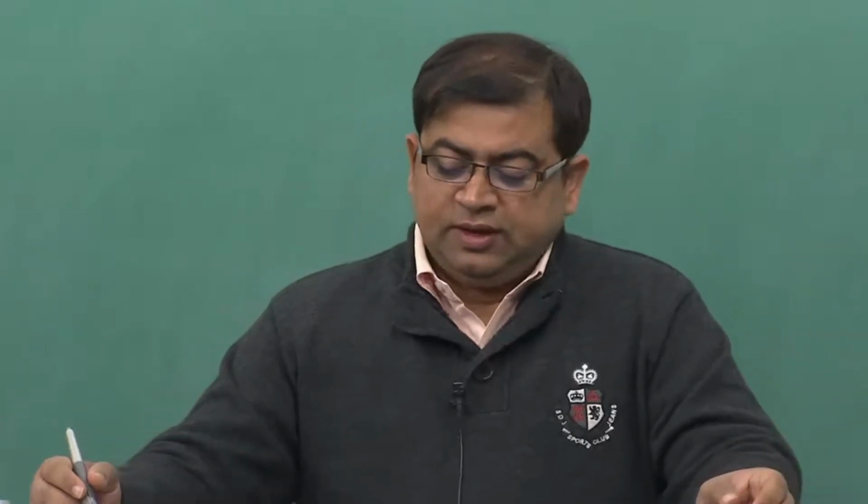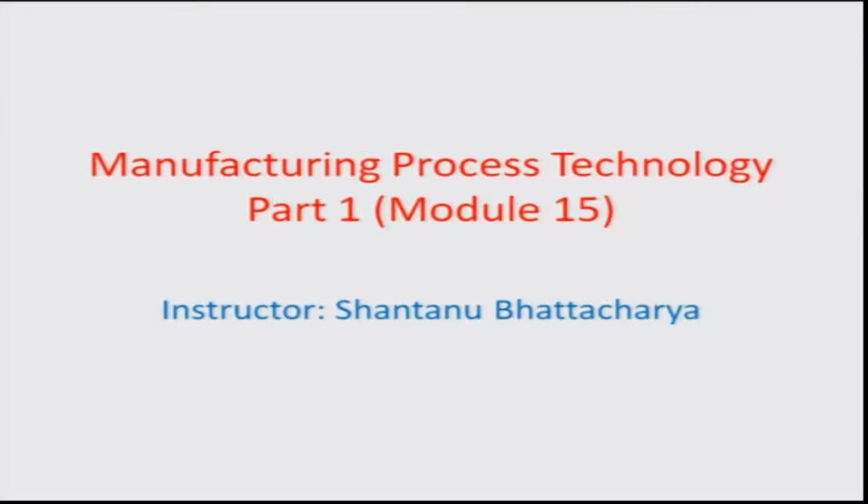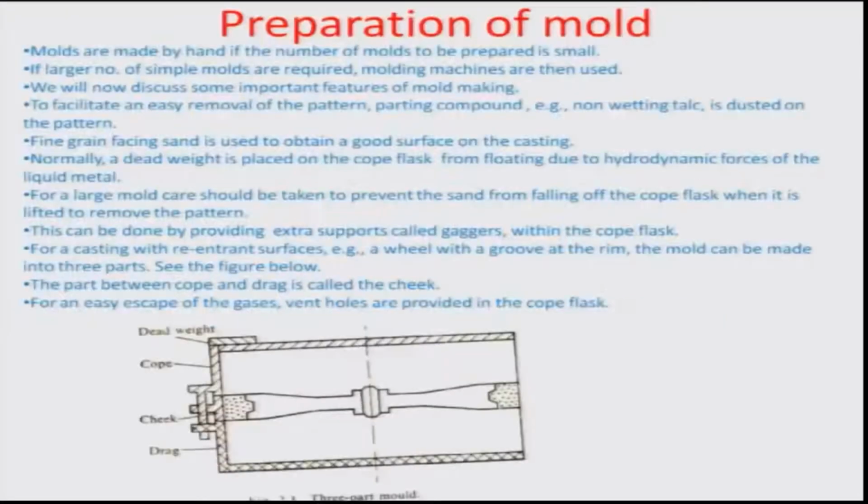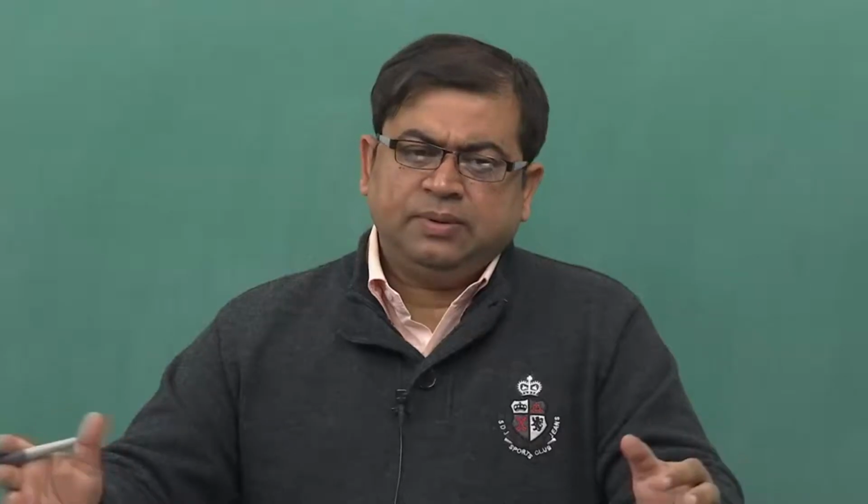Hello and welcome to this manufacturing process technology part 1 module 15. We are discussing how to prepare different molds. Typically the molds are made by hand if they are very small in number. Obviously if you want to build one component or maybe close to 10 components, it is still economical to make the molds mostly by ramming or squeezing the sand, preparing the cope half and drag half separately and then matching them together.